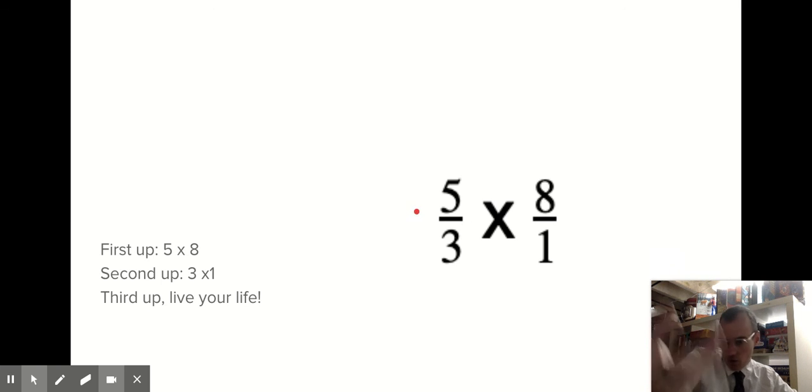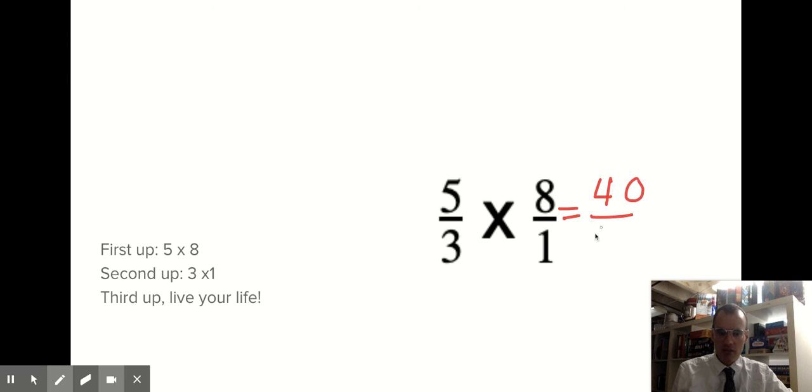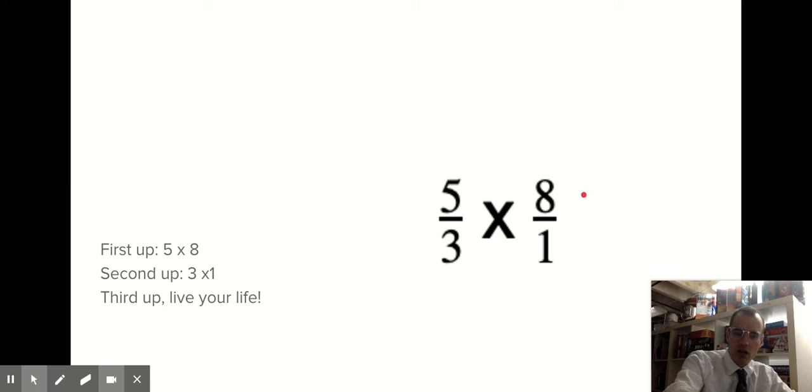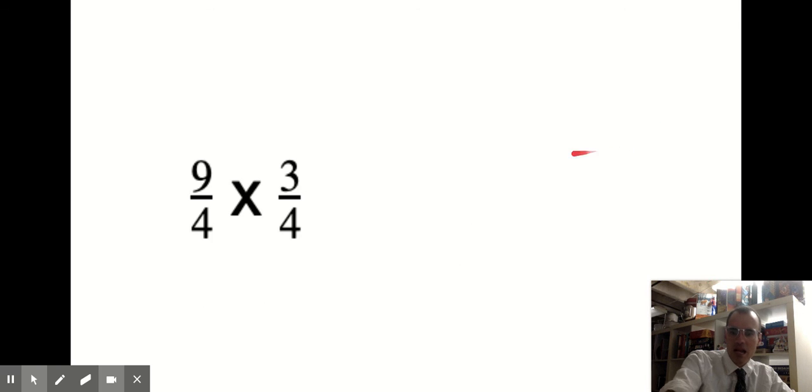5/3 times 8, I guess we call it 8 wholes, right? Let's just get it out of the way. 5 times 8 is 5, 10, 15, 20, 25, 30, 35, 40. 5 times 8 is what? It's 40. 3 times 1, bam, that's that same number. Always the same number, right? 3 times 1 is 3. All right, moving on to our next one.